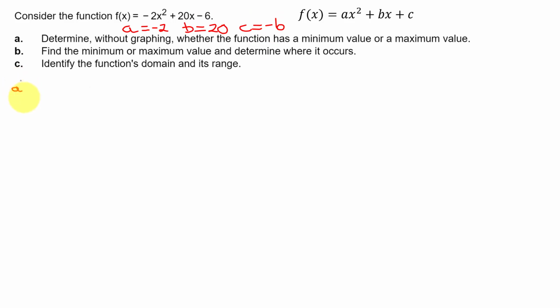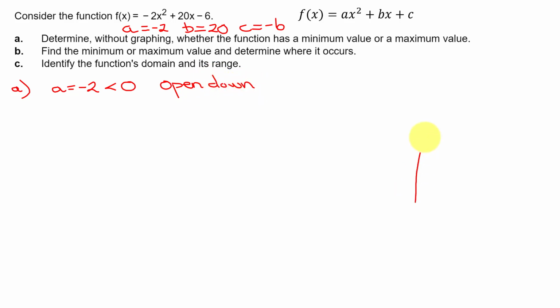So in our problem, in the first part, we need to determine without graphing whether the function has a minimum value or a maximum value. Remember, when you graph a quadratic function, you get a parabola that either opens up or down, and the value of a determines whether it does open up or down. So in our case, the coefficient a was negative 2. It's less than 0. It's negative, so this parabola is going to open down.